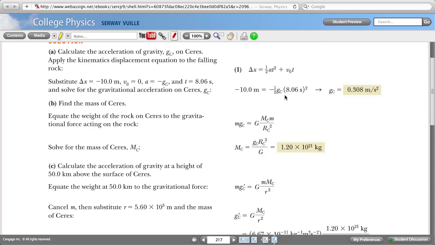The acceleration, we're going to call it g on Ceres. That's what they do here. And then they plug in all the numbers, solve for g on Ceres, and you get 0.308 meters per second squared. So it's about 1/30th of the acceleration on Earth's gravity. It's pretty small. Then we want to find the mass of Ceres.